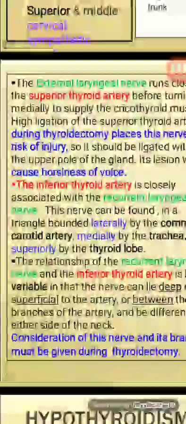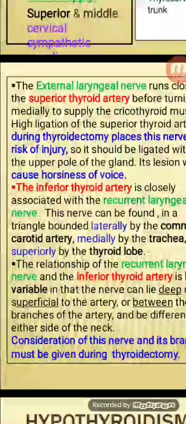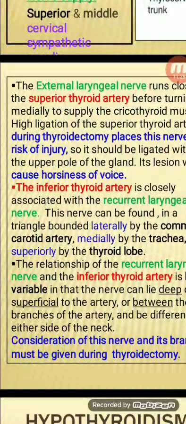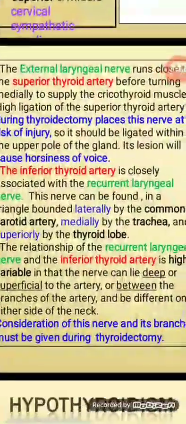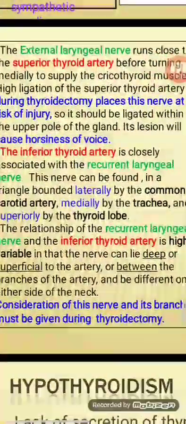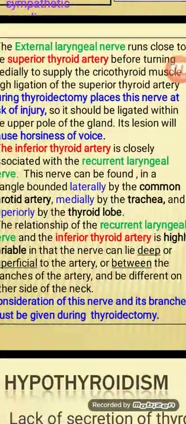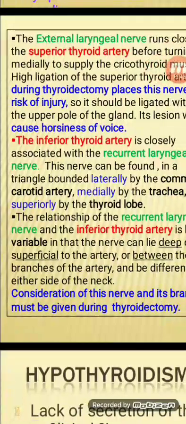High ligation of the superior thyroid artery during thyroidectomy, which means removing the thyroid, places this nerve at risk of injury. So it should be ligated within the upper pole of the gland, and injury to it will cause hoarseness of the voice.